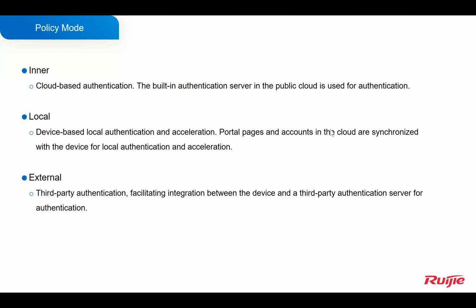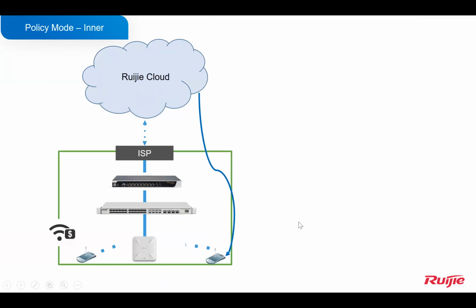And for local, it's a device-based local authentication. We have to enable the authentication function on our NBR device so that we can see the authentication configuration. And the third is external. For external, we have to set up third-party authentication. And we can see the process of the different policy modes.